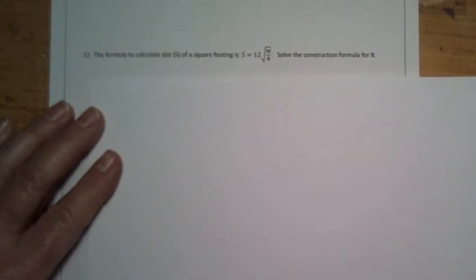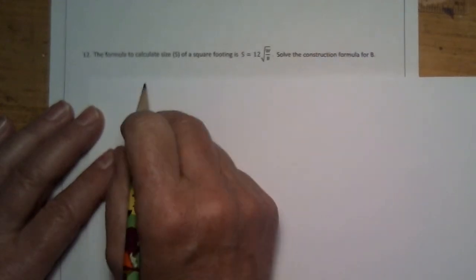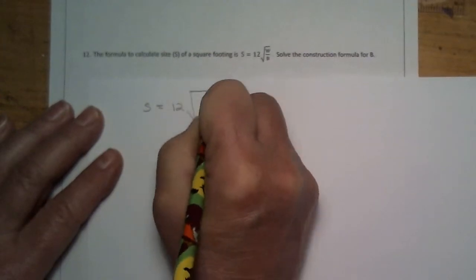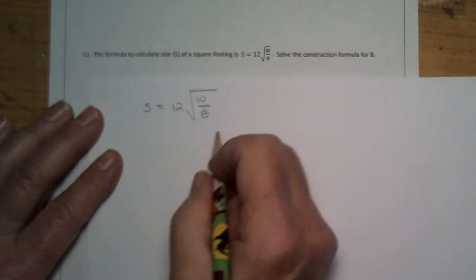Chapter 2 test review, problem number 12. We have the formula for a square footing. S is equal to 12 times the square root of W over B. And I'm looking for B.